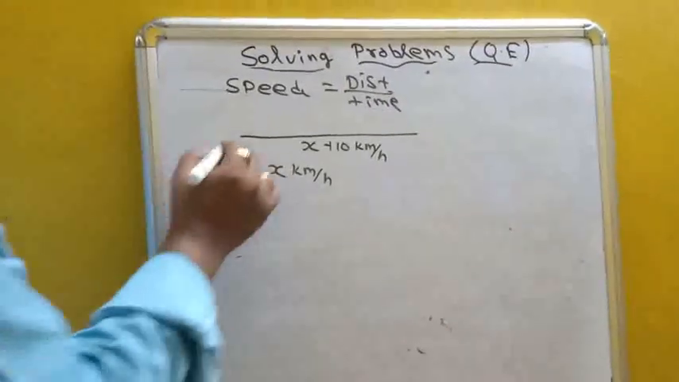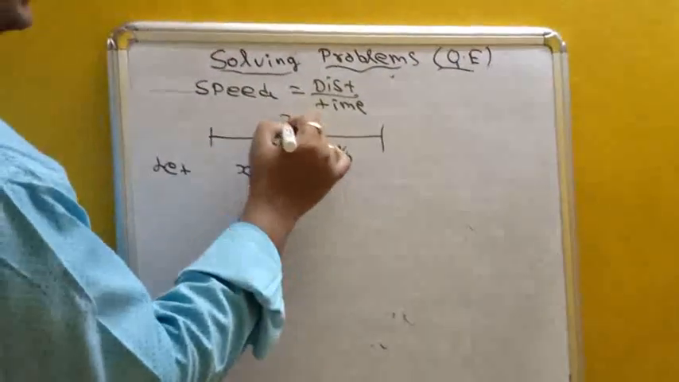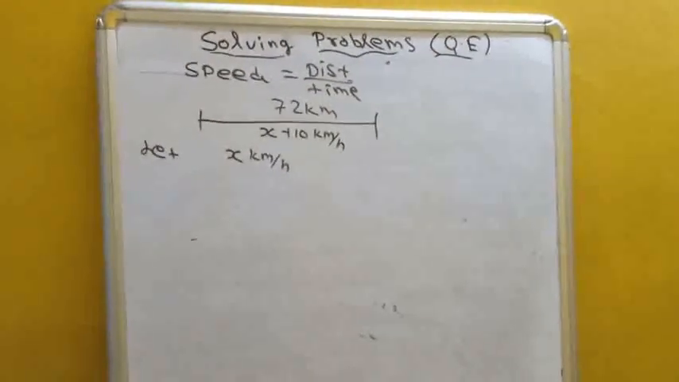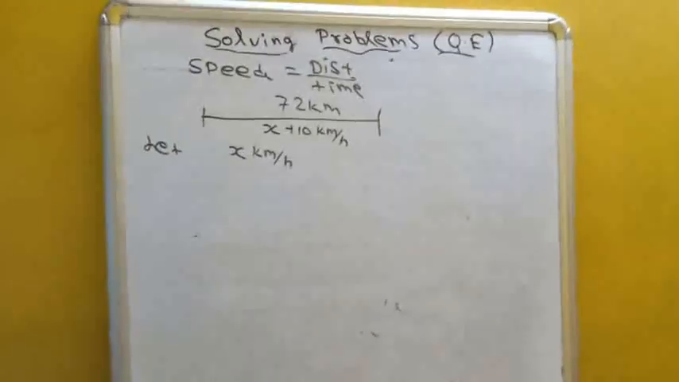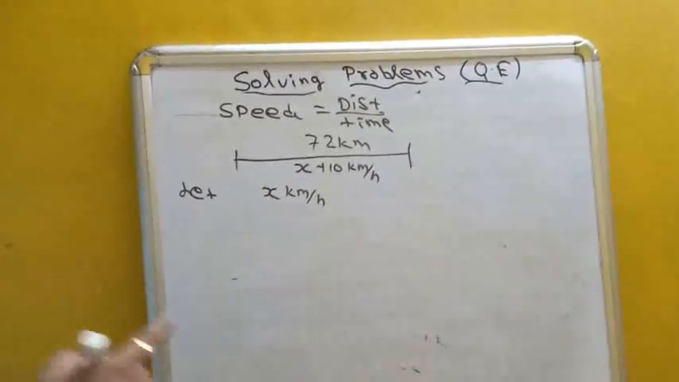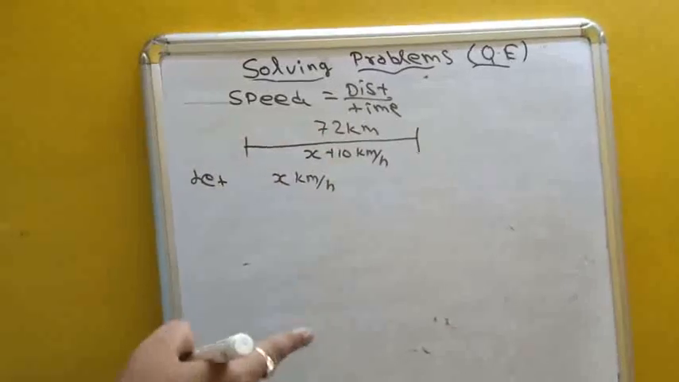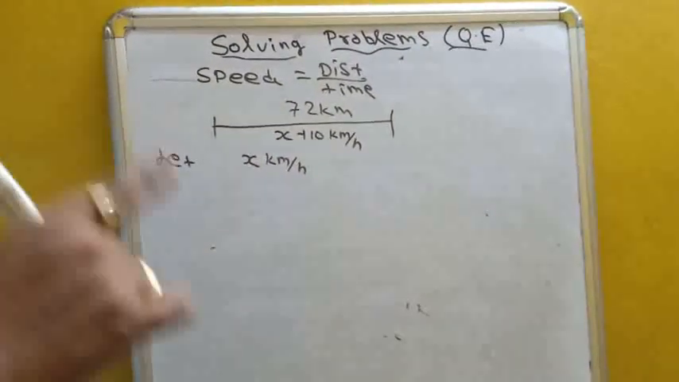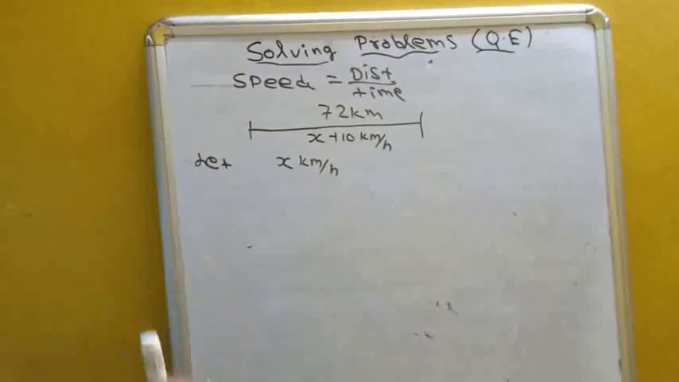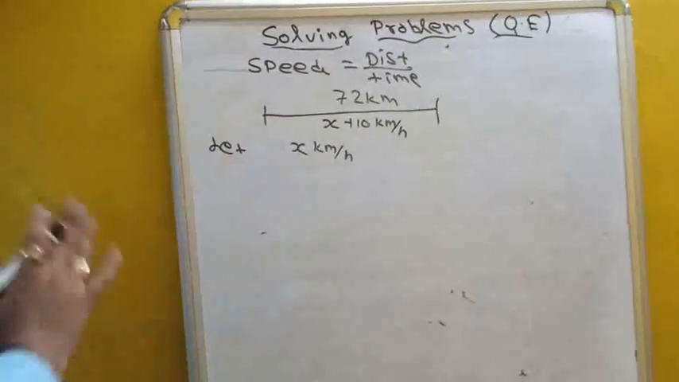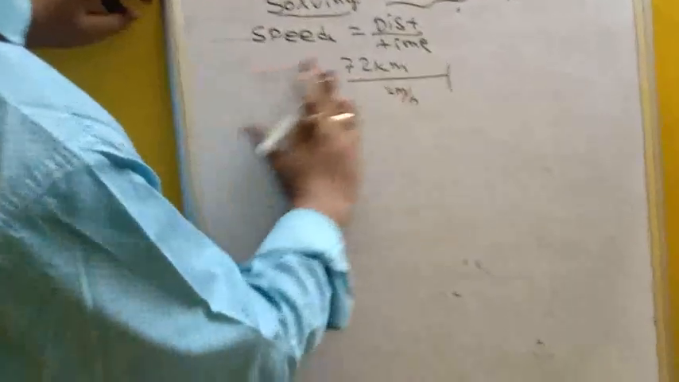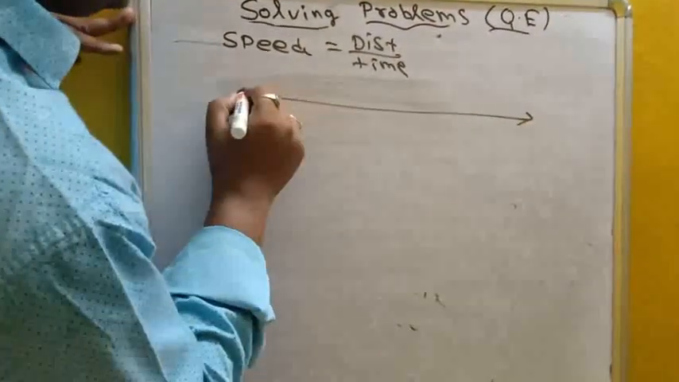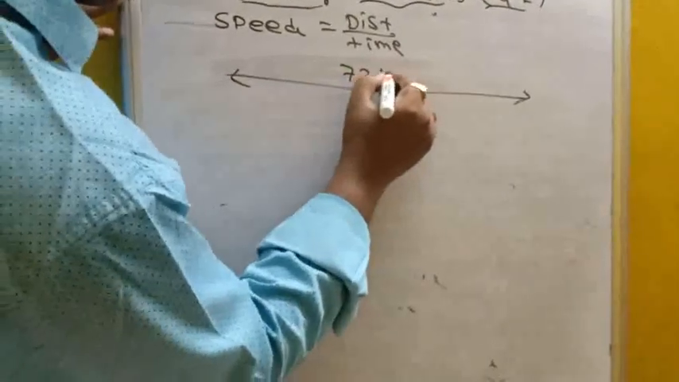Distance equal how much given? He told about 72 km only. Okay, so 72 km. If he increases the speed, then the time will be what? Less. Yes or no? First of all, listen. What did he tell? First, he told that total distance equals 72 km.